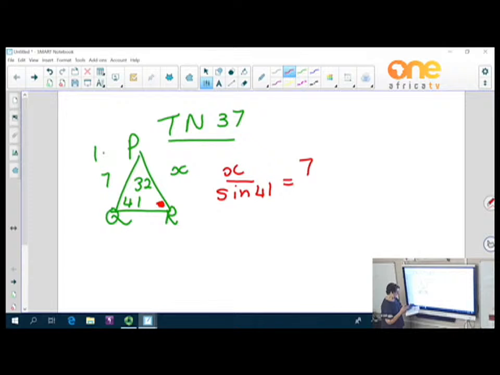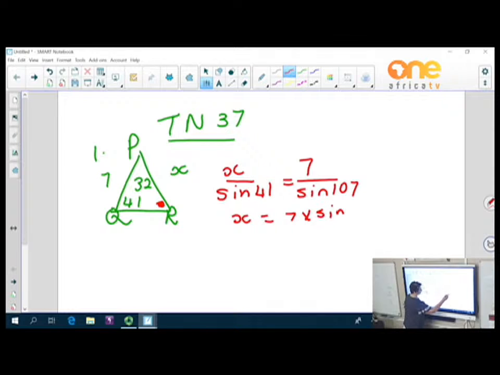And R is then 180 minus 32 minus 41, which is 107. So then it will be over sine 107 degrees. It's important that you get that third angle there. Opposite sides, opposite angles. That is what we use. So X or PR is then 7 times sine 41 divided by sine 107. And then I got that PR then is 4.80.